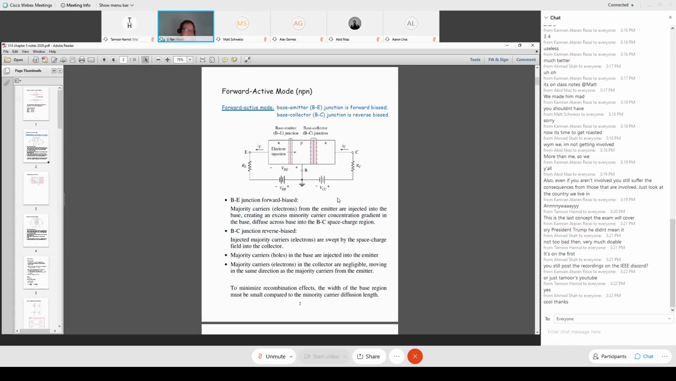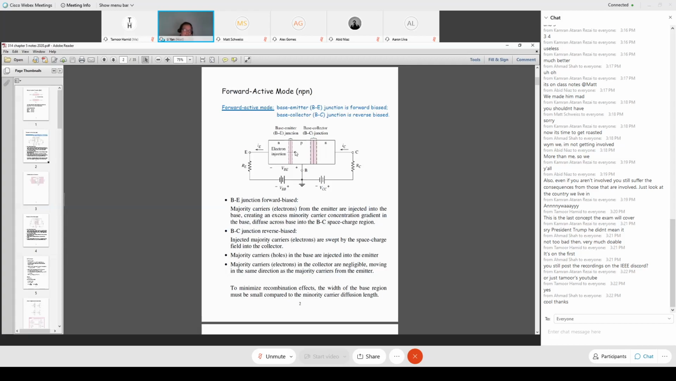So next, let's see the consequences when we bias two PN junctions in this configuration. The base-emitter junction is forward biased. Well, this is just a diode. So under forward bias, majority carriers get across. Majority carriers from the emitter, in this case the electrons, get injected across this PN junction into the base, because of forward bias.